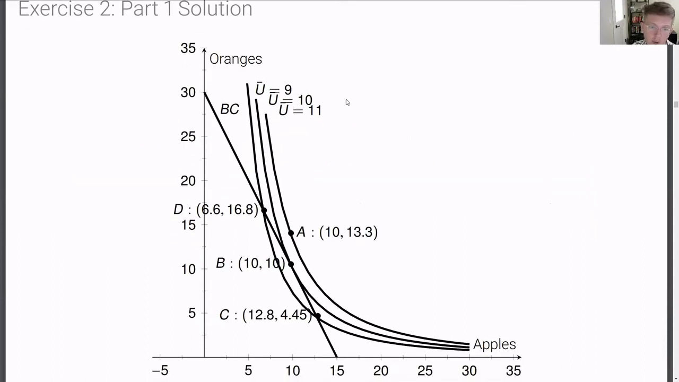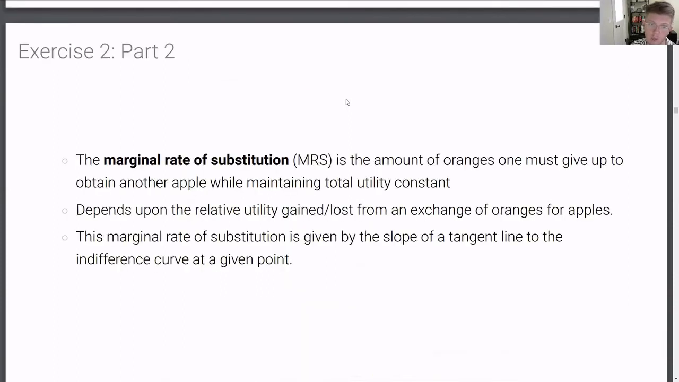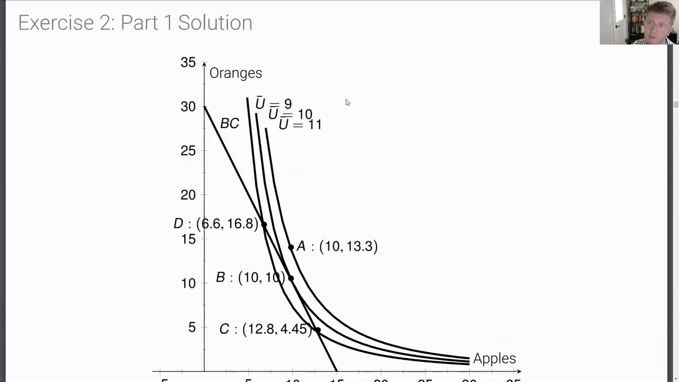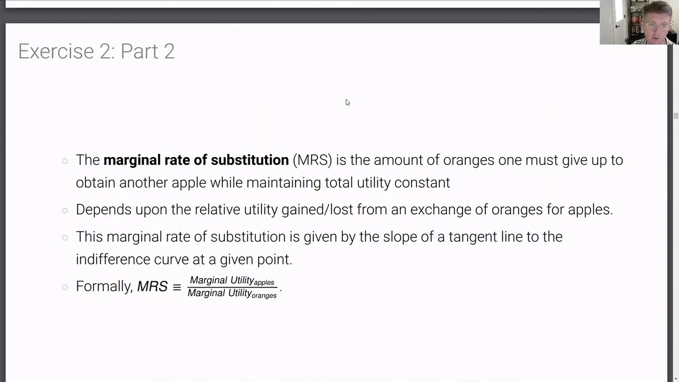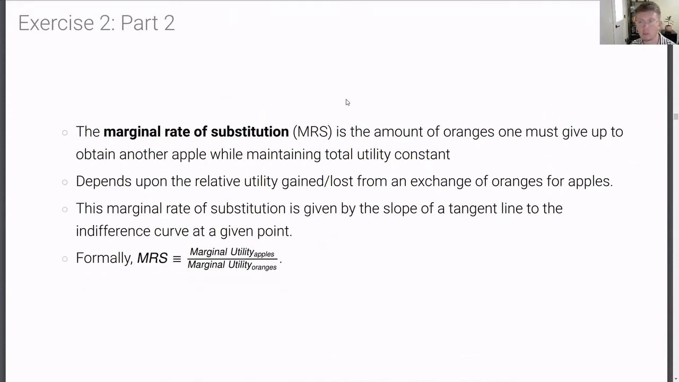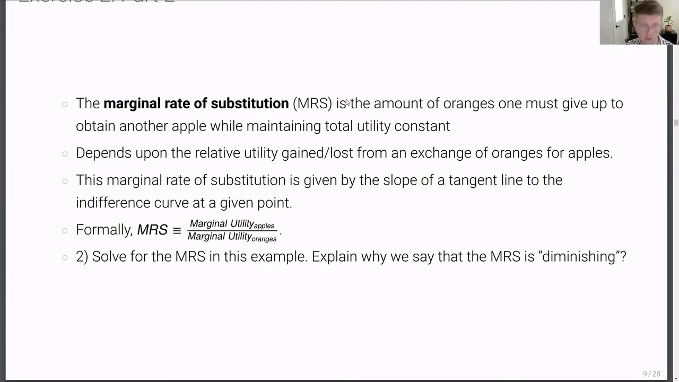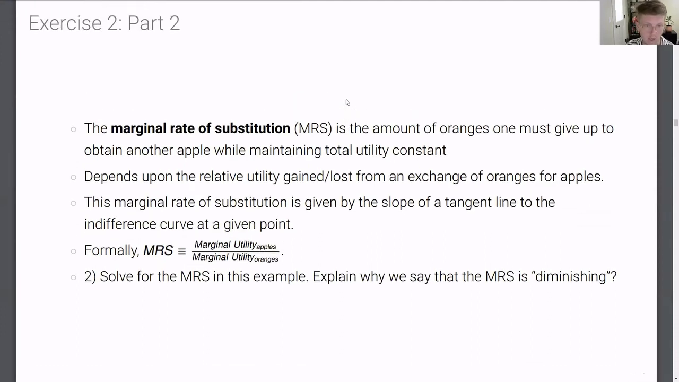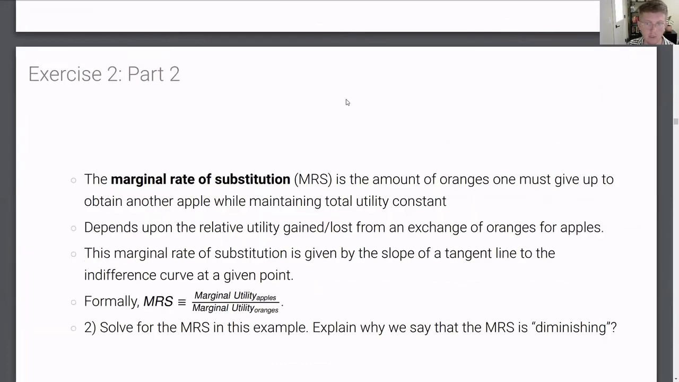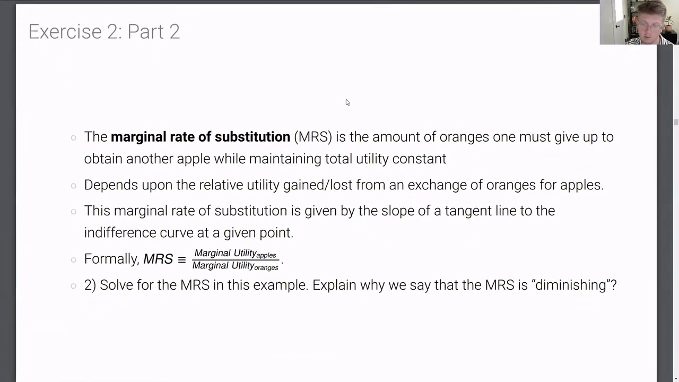Well, in particular, that line right there is the tangent line to the indifference curve, to the utility function at point B. And so the marginal rate of substitution would just be given by the slope of that line in this example. Okay, so formally, the marginal rate of substitution is just the ratio of the marginal utilities gained from apples and from oranges. And question 2 asks us to solve for the marginal rate of substitution in this example, and why we say that the marginal utility is diminishing.